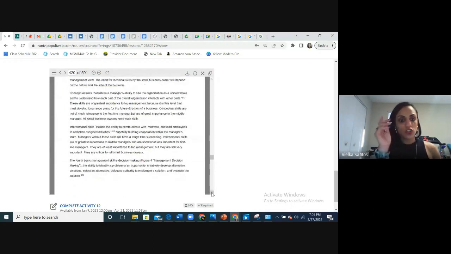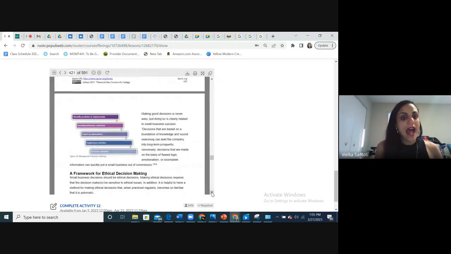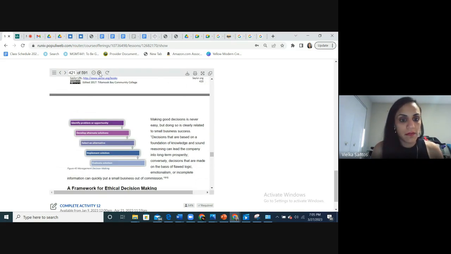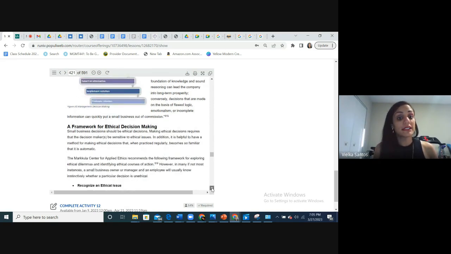And now you took a picture of the skills, right? And now take a picture of this other one, the decision-making process here in page 421. Take a picture of this one. Let me put it bigger, maybe here. So now you will see the management decision making, because here it's not going to ask you all the steps, but when you do the activity, you will see that identify problem or opportunity is part of the management decision making. So that's why I asked you to take a picture, because you will use it for your activity.